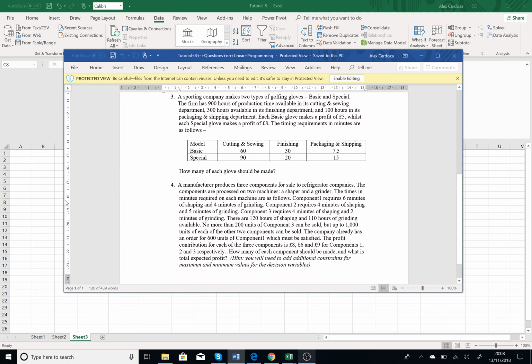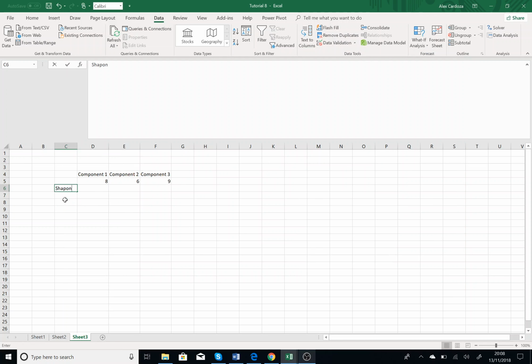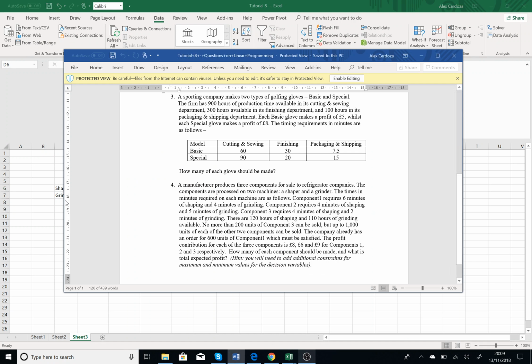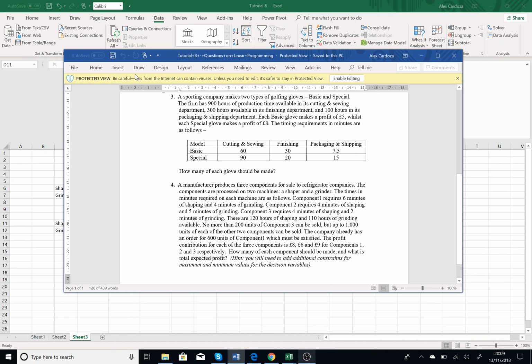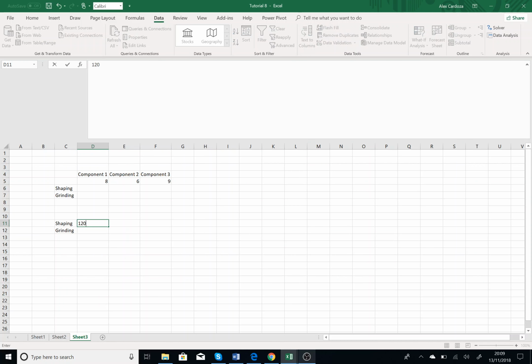So we've got a shaping, a grinding. We've got to make everything in minutes. So it requires 6 minutes. So number of hours available. So we've got shaping, grinding, number of hours available. So there's 120, 110.